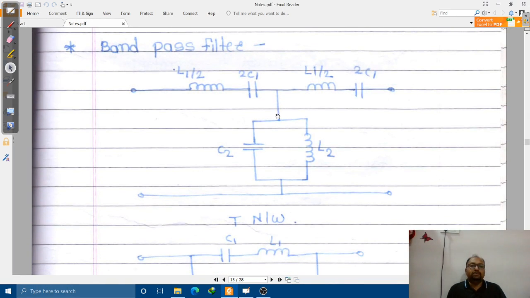Now the next point is the band pass filter. So the constant K band pass filter. This I think we will discuss in the next session.